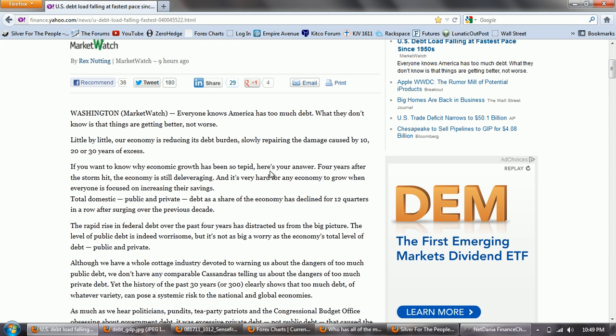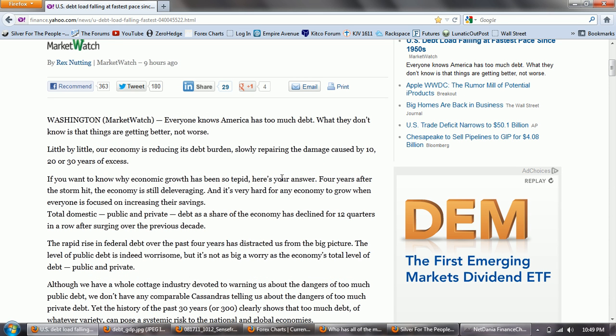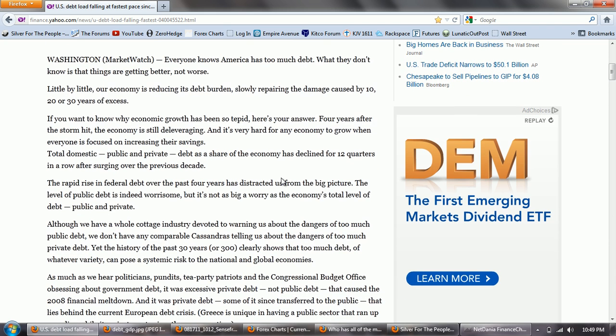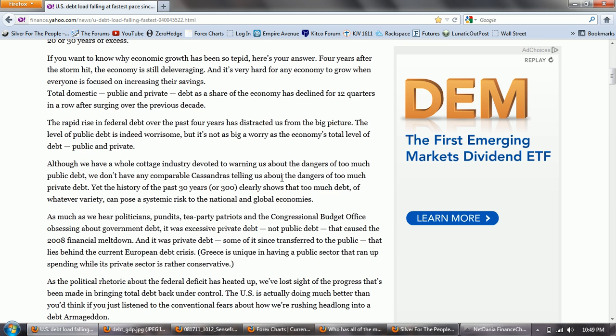Washington, Market Watch. Everybody knows America has too much debt. What they don't know is that things are getting better, not worse. Little by little, our economy is reducing its debt burden, slowly repairing the damage caused by 10, 20, or 30 years of excess. If you want to know why economic growth has been so tepid, here's your answer. 4 years after the storm hit, the economy is still deleveraging, and it's very hard for any economy to grow when everyone is focused on increasing their savings.